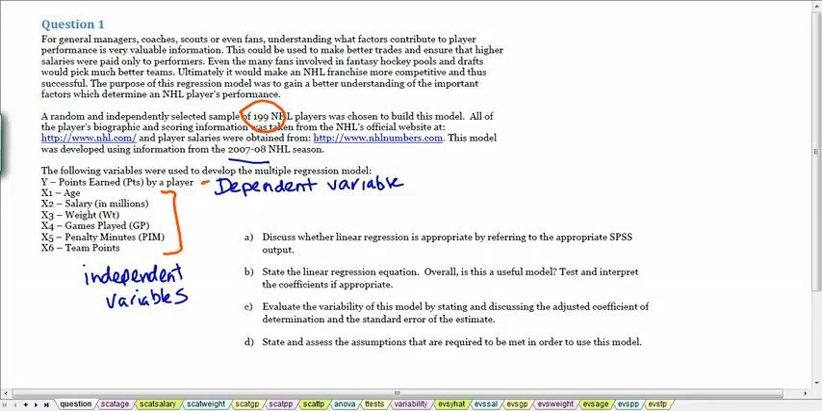And the first thing we want to do when we build a regression model, a linear regression model, is we want to see whether it's appropriate. So we're going to answer this part of the question, part A, and we want to know whether it's appropriate by referring to the appropriate SPSS output. Now, the output that we look at are scatter plots of each of the independent variables with the dependent variable. And we look at these scatter plots. So we'll look at this first one.